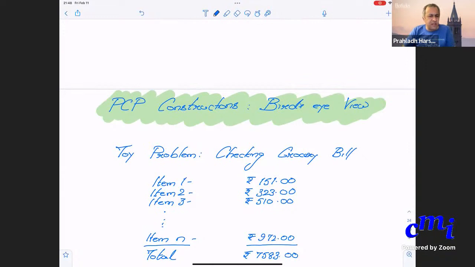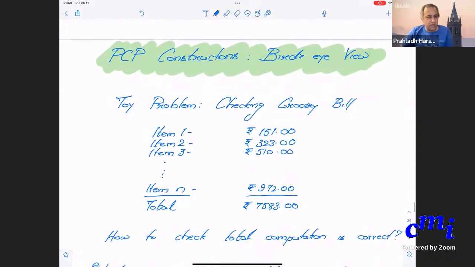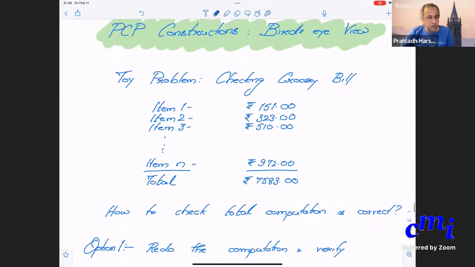Of course, this is an easy problem. You'll ask, why do you want to do this? But I'm giving this as a toy example. Sometimes this might not be an easy problem, but yet you might want to do this. So how do we check that the computation of the total is correct? Of course, the first option is to redo the computation yourself or ask somebody to provide the workings of the computation.